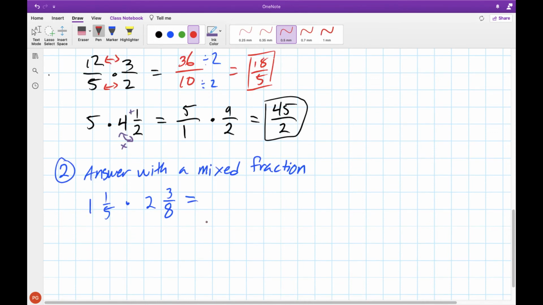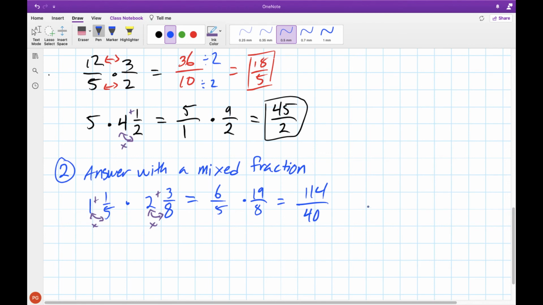For our last question, both of our fractions are mixed fractions, but if you remember, we need to convert these into improper fractions to multiply. So using our shortcut, 1 times 5 plus 1 is going to give us 6 over 5. 2 times 8 is 16 plus 3 is 19 over 8. If we multiply the tops and the bottoms together, we'll get 114 over 40.